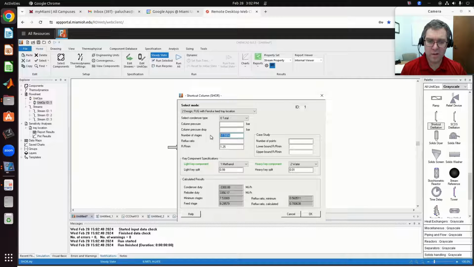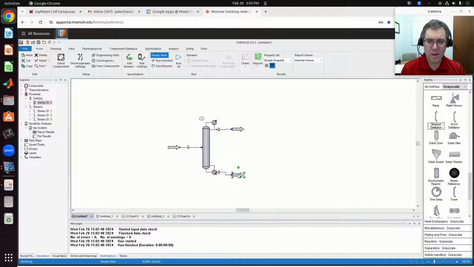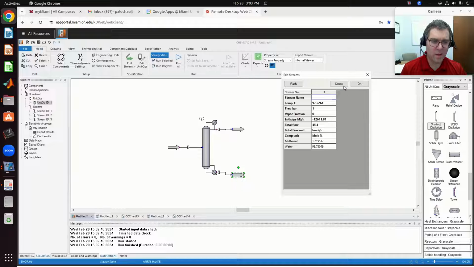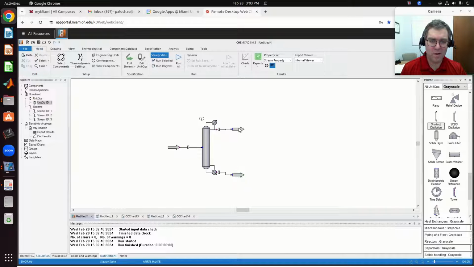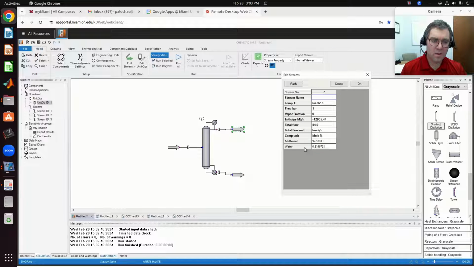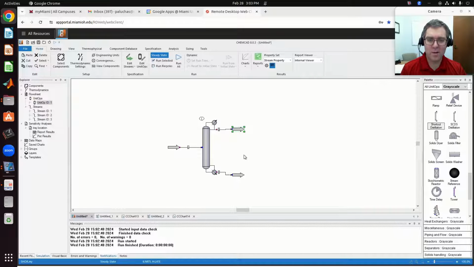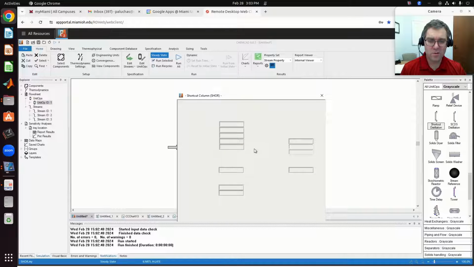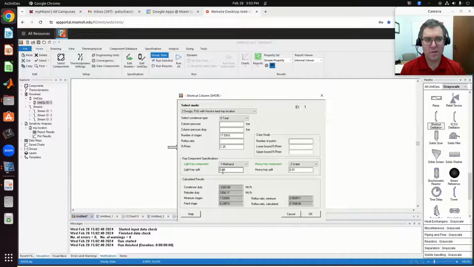That requires 17.6 stages. There's my condenser and reboiler duty. And again, I'm going to get my same split: 98.8% water coming out the bottom, 99.2% methanol coming out the top. Right, all is good. 99% of my methanol going in is coming out the top.